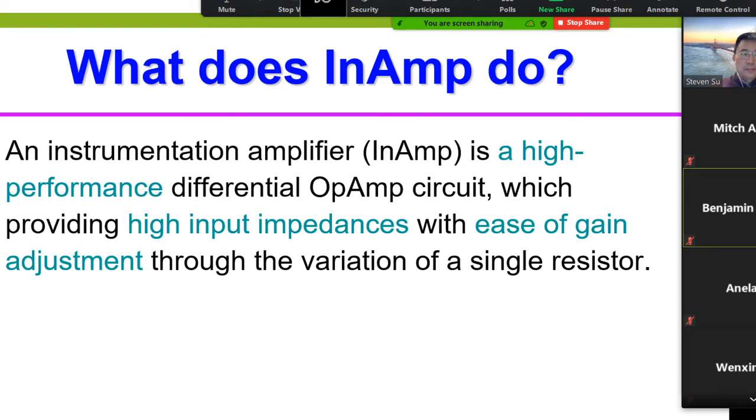So can you find the corresponding resistor value to do that?